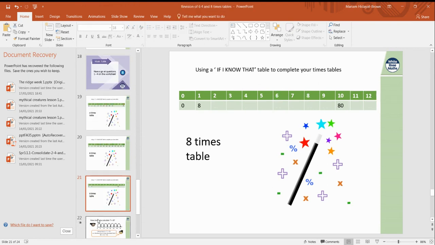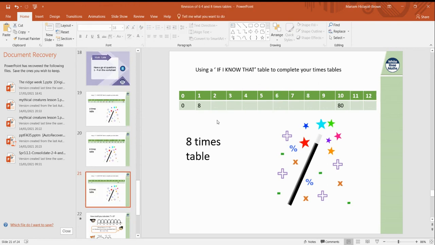Let's have a look at the 8 times table then. So I've already filled some in. I know that 0 times 8 is 0, 1 times 8 is 8. So if I know that 1 times 8 is 8, 10 times 8 is 80. Double 8, well I know that, that's 16. If I know that 2 times 8 is 16, then I know what 4 times 8 is, because that's double 16. That's going to be 32. And I also know what 8 times 8 is, because I know what 4 times 8 is, 32. That's 64.